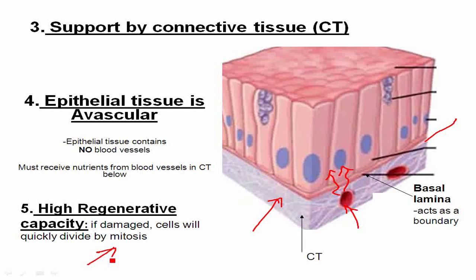You fall down, you get hurt. We've got to have the ability for those cells to regenerate really quickly. So all of our epithelial cells have the ability to reproduce by mitosis and create new cells very fast. And one of the best examples is inside your mouth.